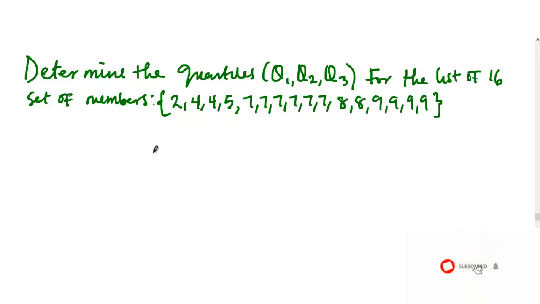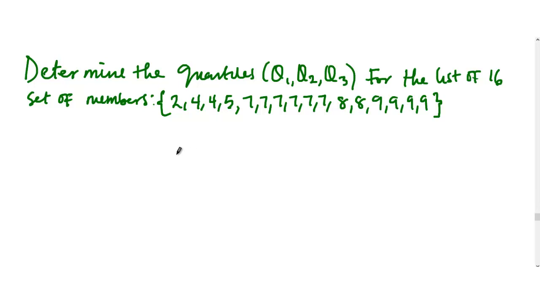So in this video, we are required to determine the quartiles for the list of 16 numbers we have here. Before quartiles are determined, one thing that is very important to note is that the numbers have to be arranged in ascending order of magnitude. Unlike the median, which can be arranged in either ascending or descending order, this one has to be ascending. That's number one. If you look at the set of numbers given here, by observation, they have been arranged in ascending order of magnitude.